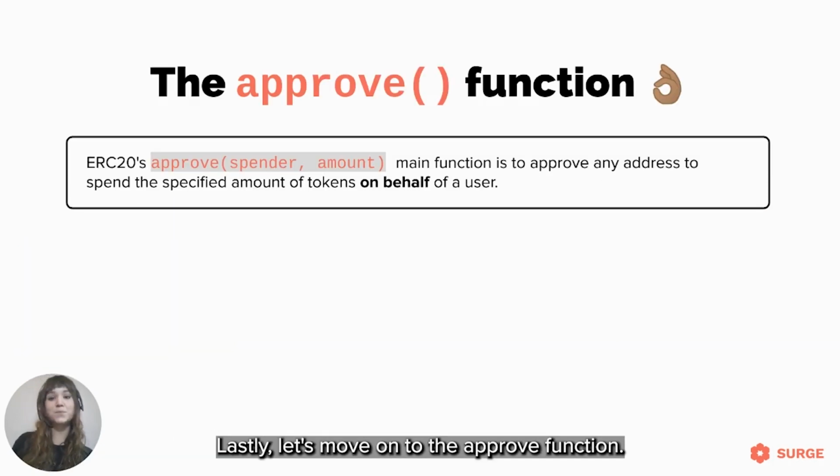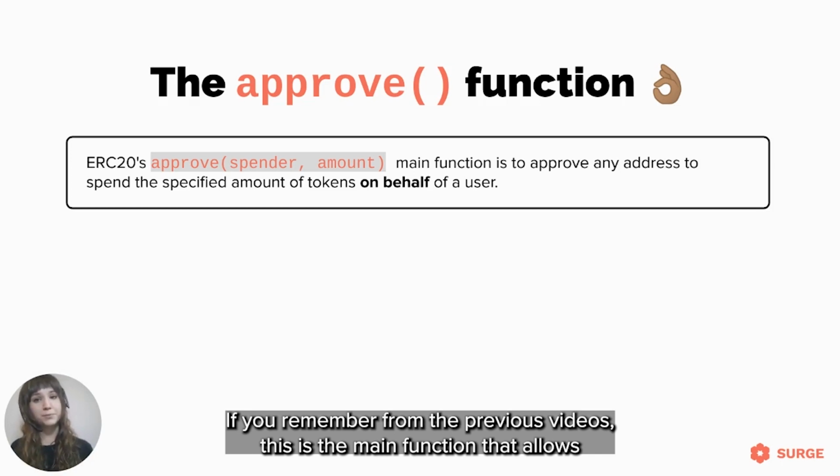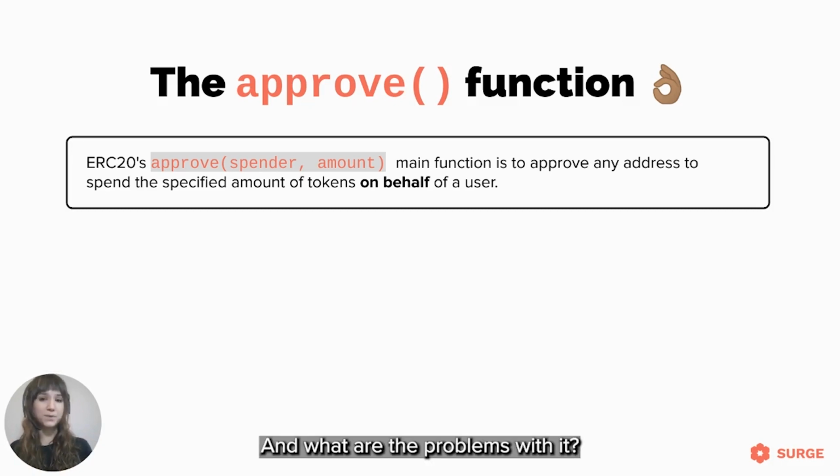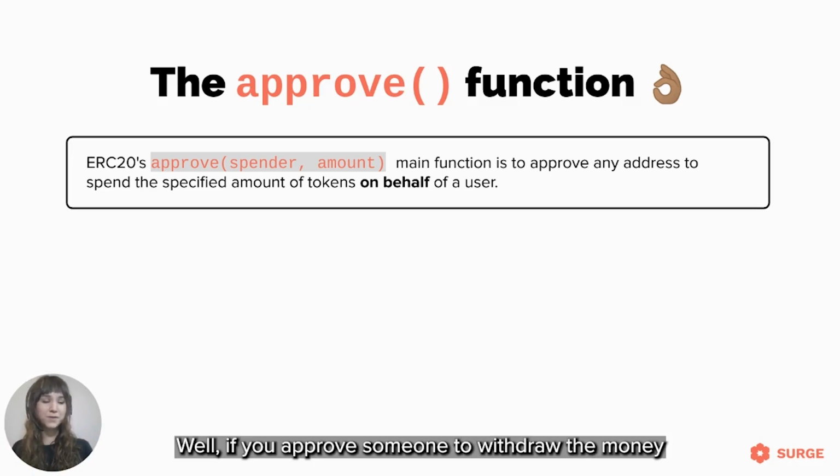Lastly, let's move on to the approve function. If you remember from the previous videos, this is the main function that allows someone, an address, to withdraw a specified amount on behalf of a user. And what are the problems with it? Well, if you approve someone to withdraw the money and you do it consciously, everything is okay.